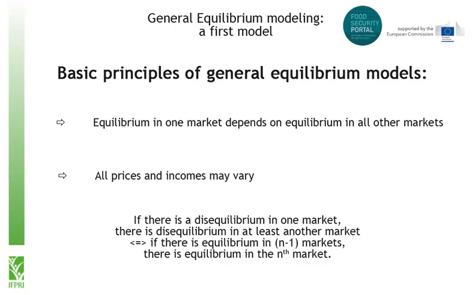the fact that if you have n markets and if there is equilibrium on n-1 markets, it means that there is also an equilibrium on the last market. And this is really an important implication of general equilibrium models. This is what we call Walras's law.